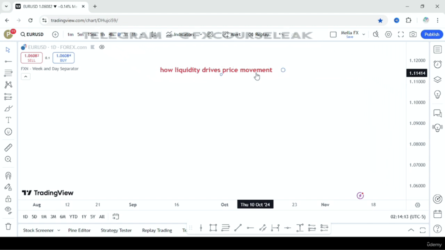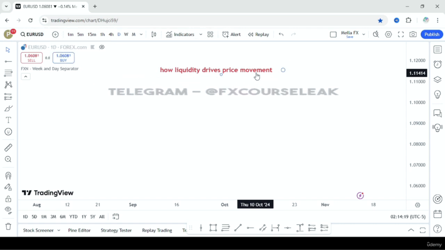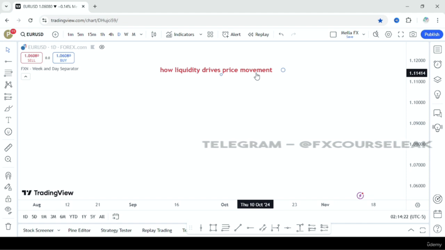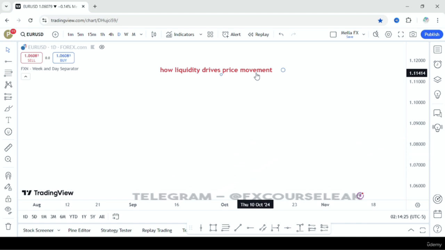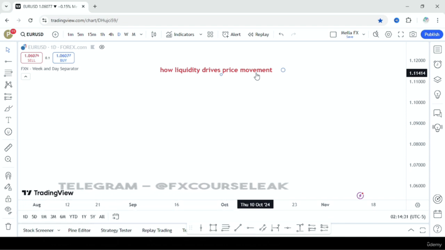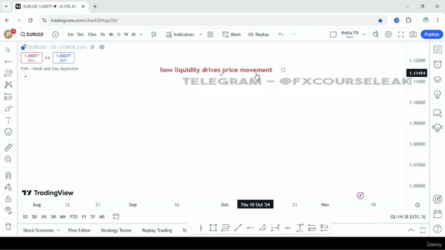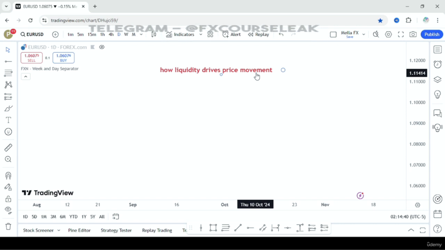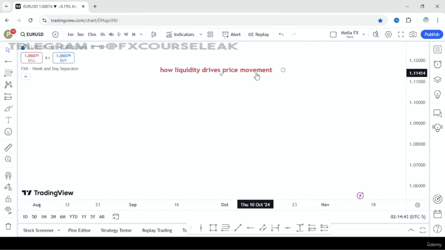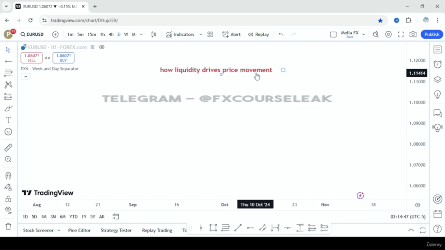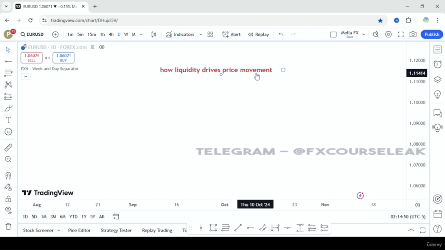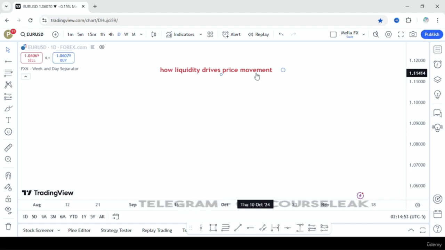So for example, these areas of liquidity in the market: the first is the buy stops liquidity, or buy side liquidity, and the sell side liquidity. The buy side liquidity is liquidity found above the current market price, and sell side liquidity is liquidity found below the market.